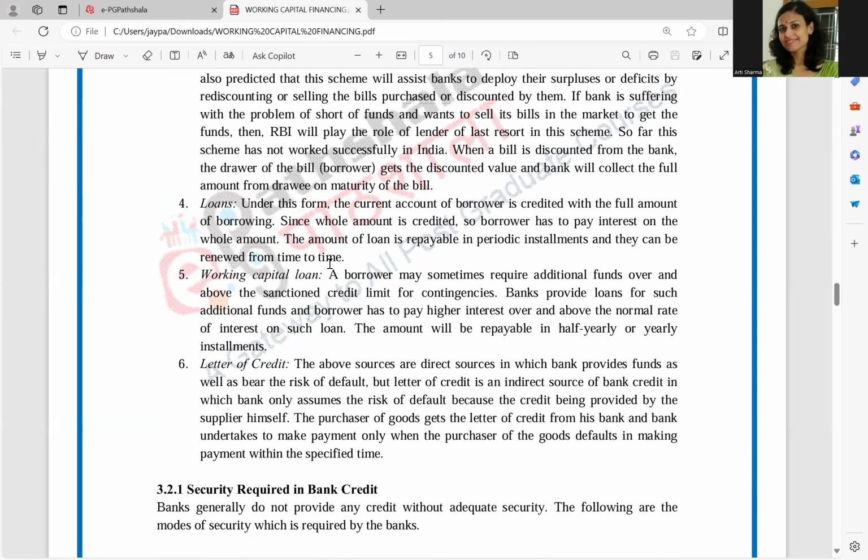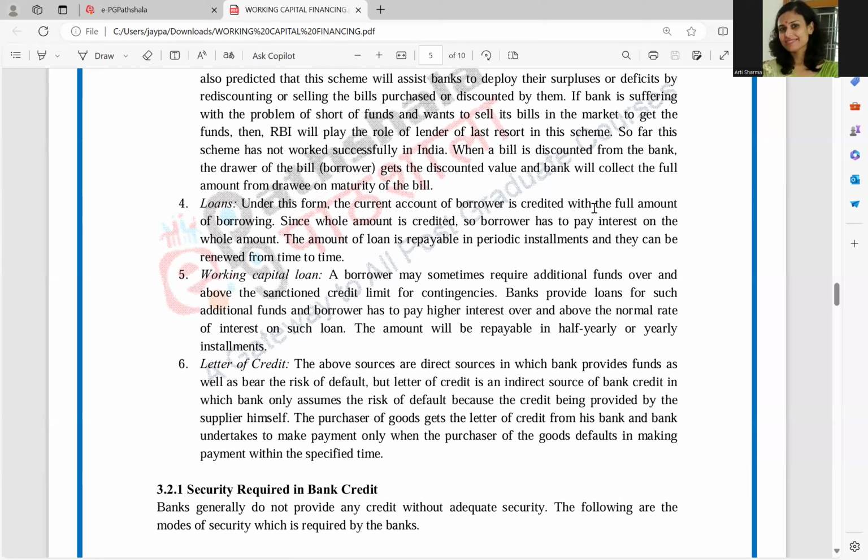Then the fourth are the loans. Under this form, the current account of the borrower is credited with the full amount of borrowing. जितना भी total credit limit होती है उसका बैंक loan provide कर देती है. Since the whole amount is credited, the borrower has to pay interest on the whole amount. तो जितना भी टोटल अमाउंट मैक्सिमम लिमिट का आया है उस पूरे पर ही इंटरेस्ट पे करना होगा. Then the next are the working capital loans.